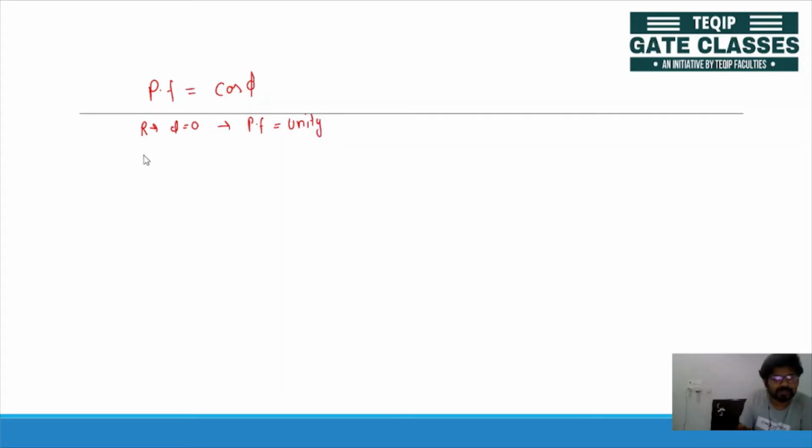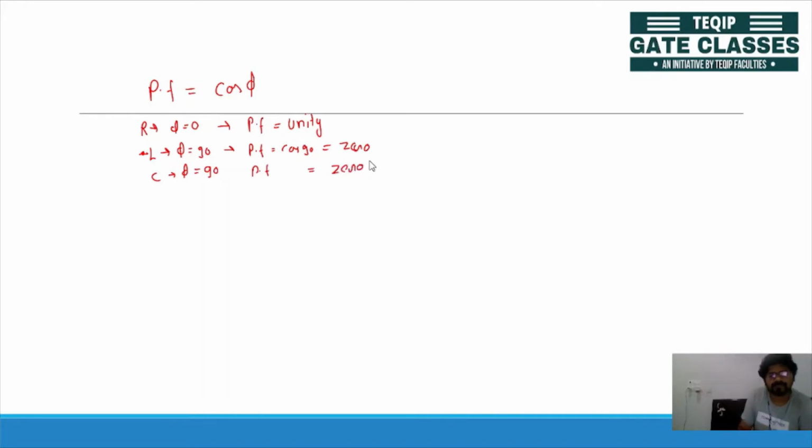Okay, for a purely inductive circuit, your phase difference between voltage and current is phi equal to 90, as we have discussed earlier. So what will be the power factor? Your power factor will be cos 90, that means 0. And the same thing holds for the purely capacitive circuit also. The phase angle between voltage and current is 90 degrees and your power factor will be 0.